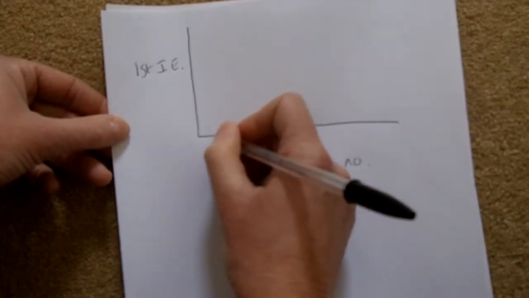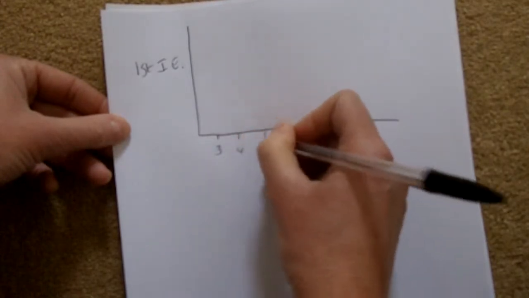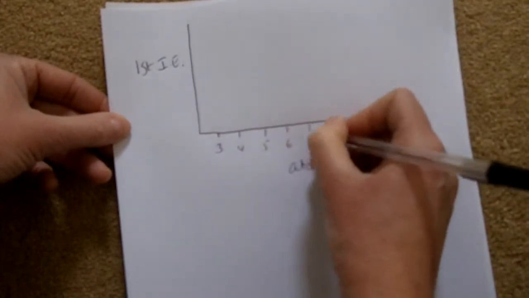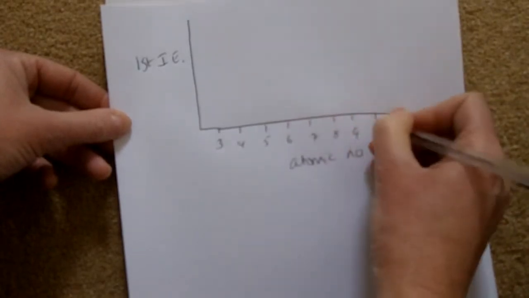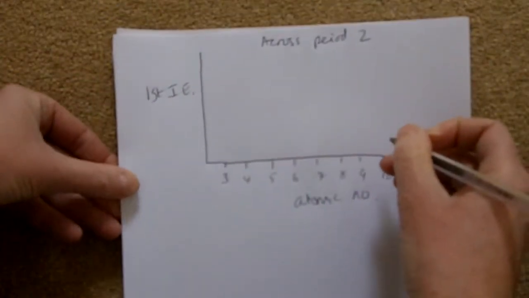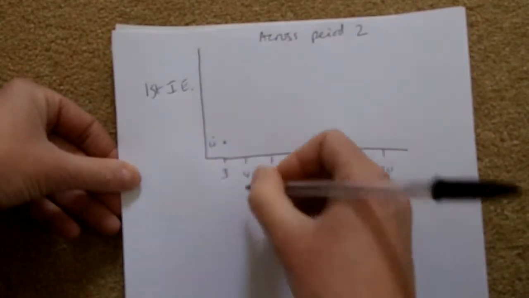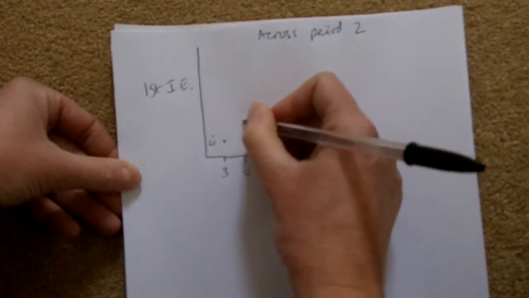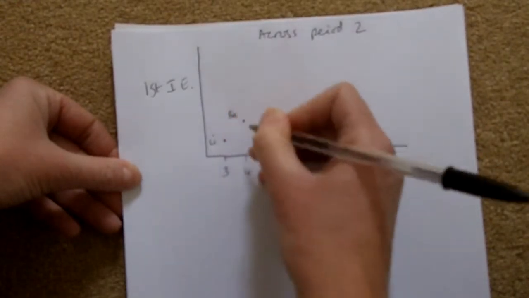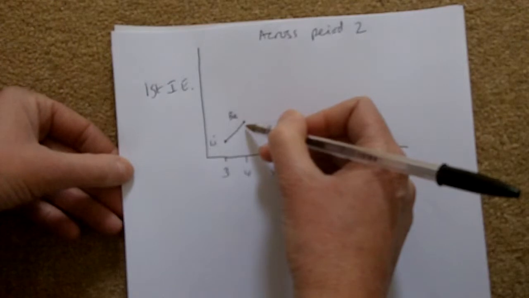So if we take period 2, we start with the first elements: 3, 4, 5, 6, 7, 8, 9, 10. This is just across period 2, the general trend across period 2. The general trend is to increase. The first element is lithium, and to remove an electron from the next element, beryllium, is harder, because beryllium is a smaller atom. It's got more protons, a greater nuclear attraction.